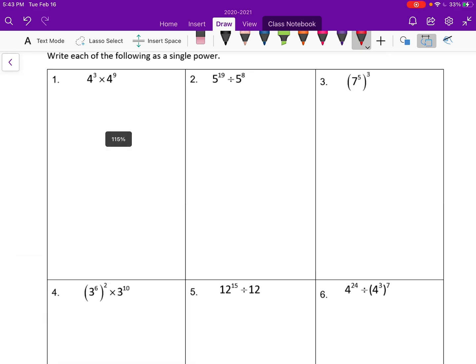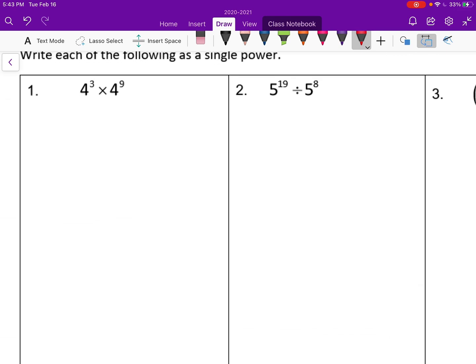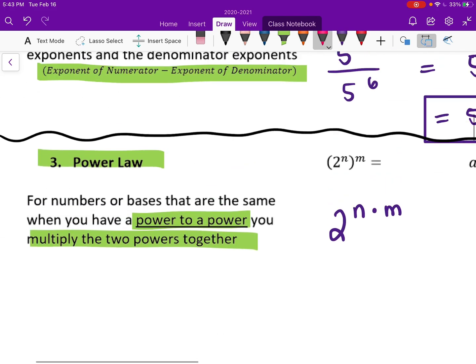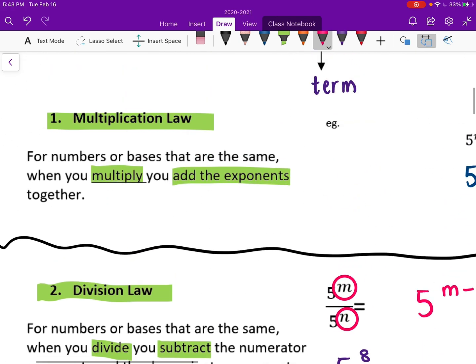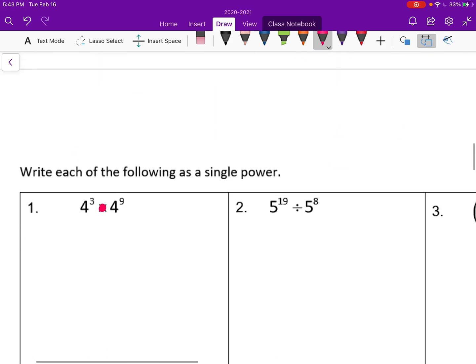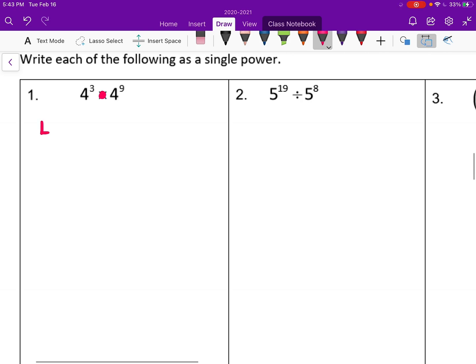So if we have 4 to the power of 3 multiplied by 4 to the power of 9, we have 4 and 3, and we're multiplying. So let's go back and look at our multiplication rule. When you're multiplying and you have the same base, you add the exponents together. So I'm going to go back here and say, all right, 4 to the power of 3 plus 9. And I'm just writing them as a single power, which means I'm not evaluating.